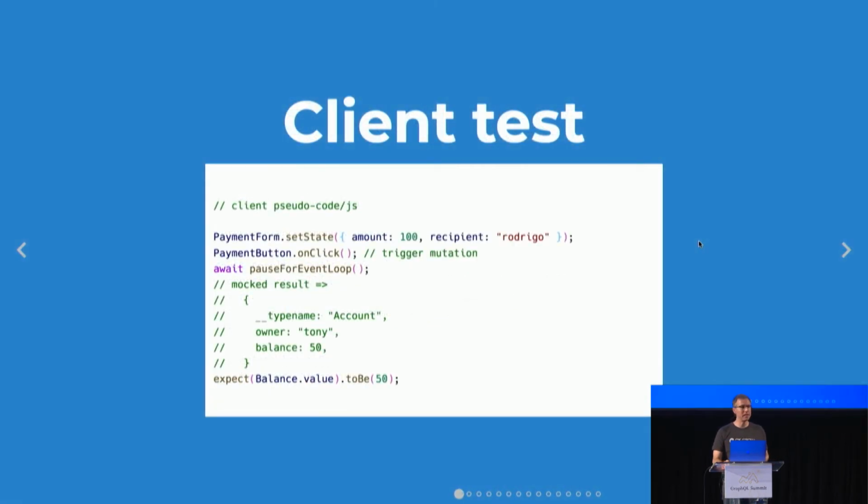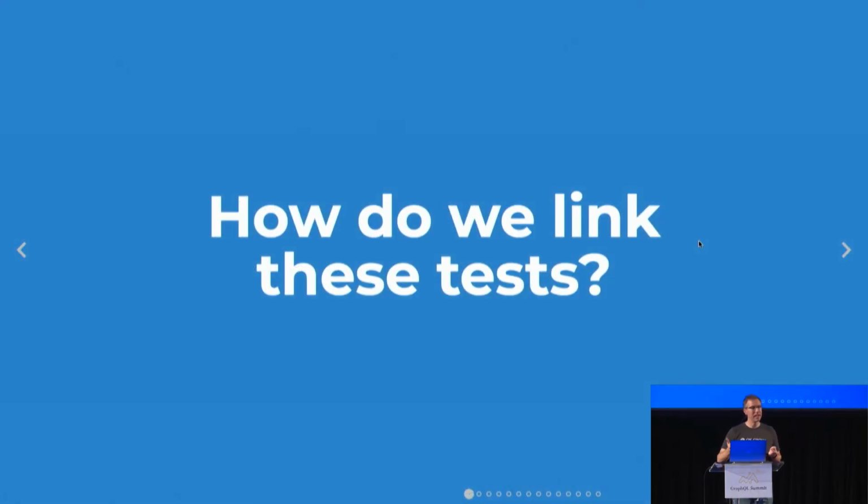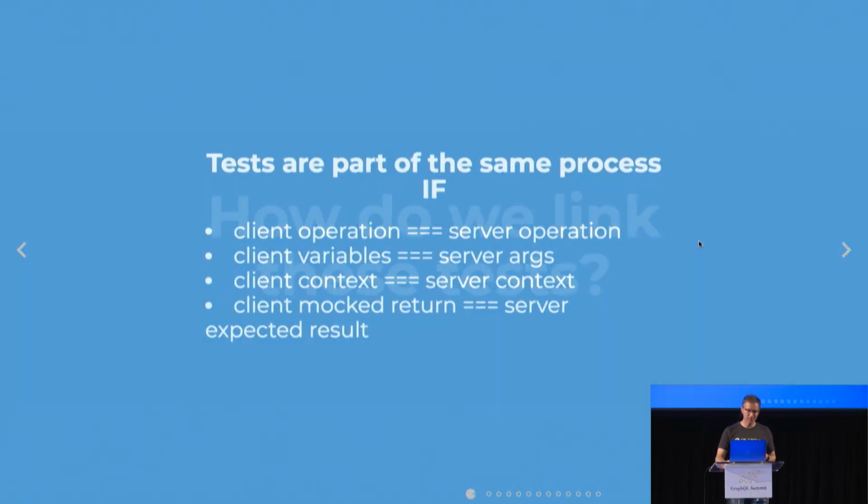On the client, it's a little bit different, right? We'll probably need to set a field state on a form component, and then we trigger our mutation, and then we execute a mocked-out mutation that returns our expected GraphQL results, and then we check to make sure that we displayed it correctly. So all very, very straightforward, and it sounds like they're working together, right? But how do we make sure that these tests are really, truly linked?